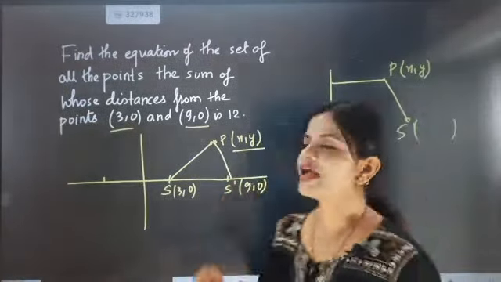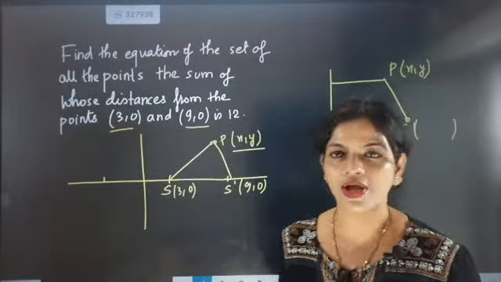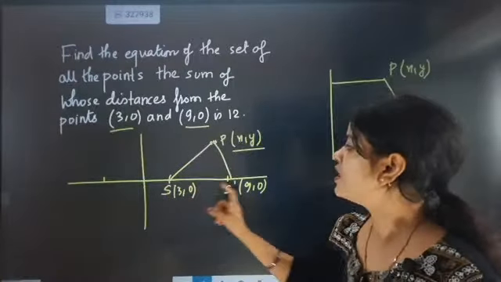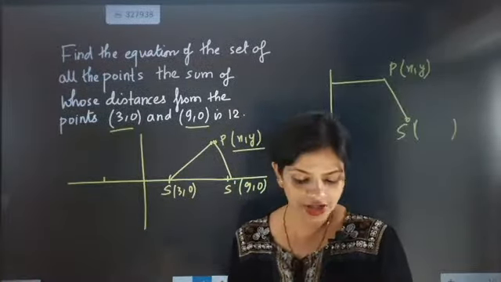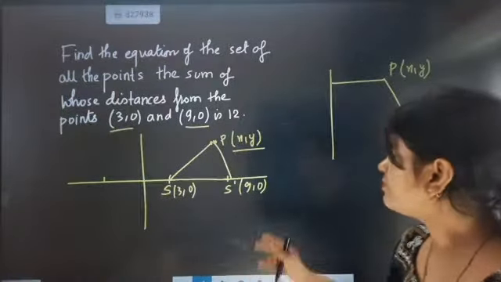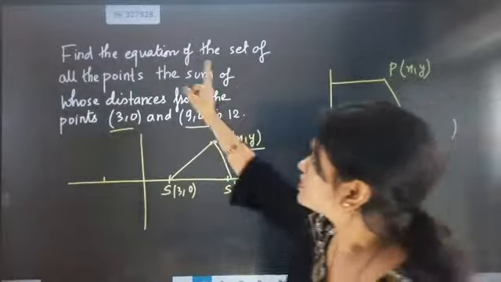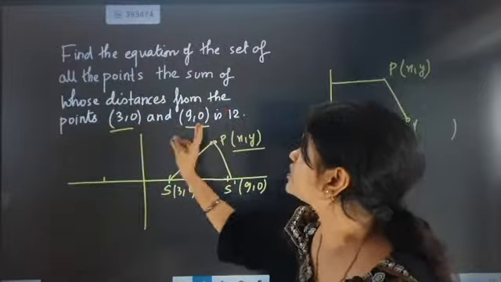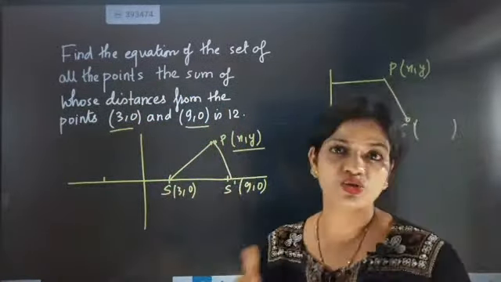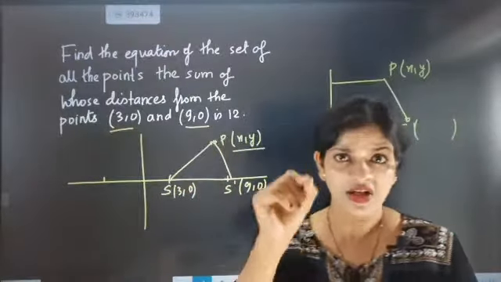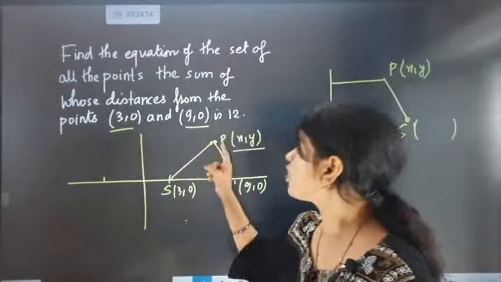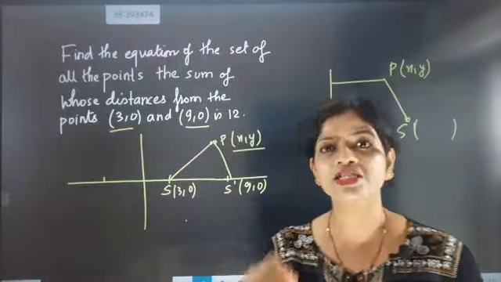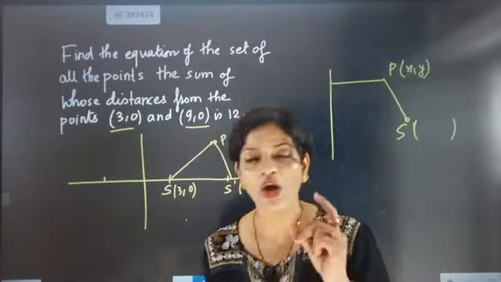Now here they are telling that P(x, y) is an arbitrary point, and this arbitrary point has some distance from the points given. Now beta, these points are what type of point? These points are nothing but focus, because they told to find the equation of the set of all the points, the sum of whose distance from these points is 12. So this distance is called the focal distance. The distance between the fixed point and the point which will rotate on the curve will be called the focal distance.